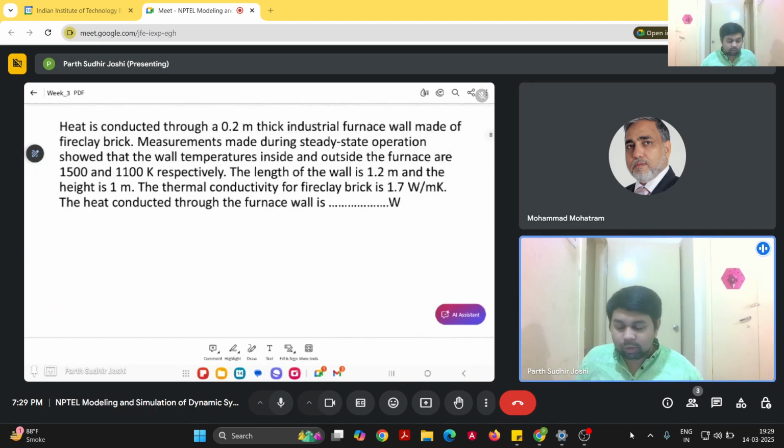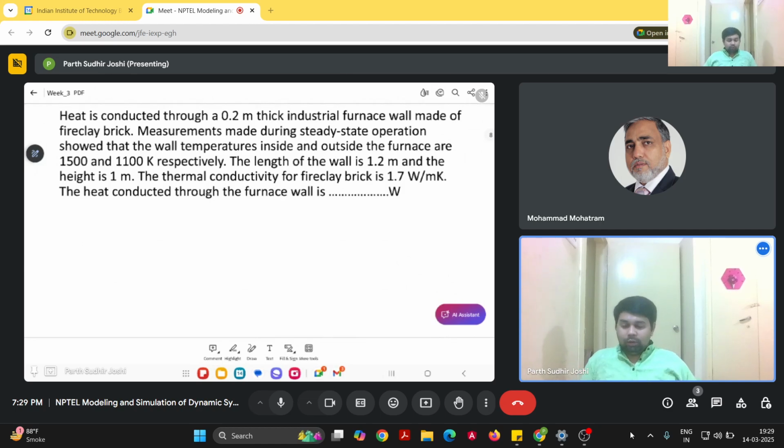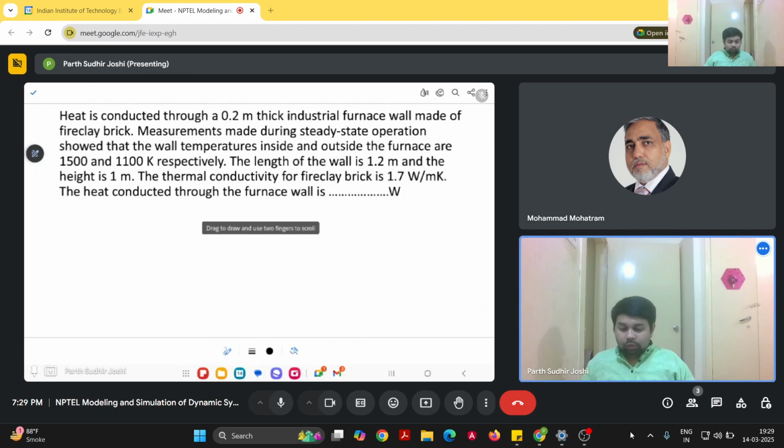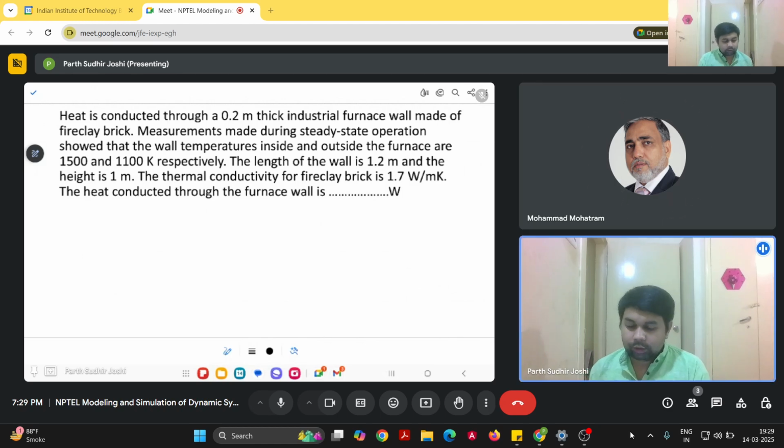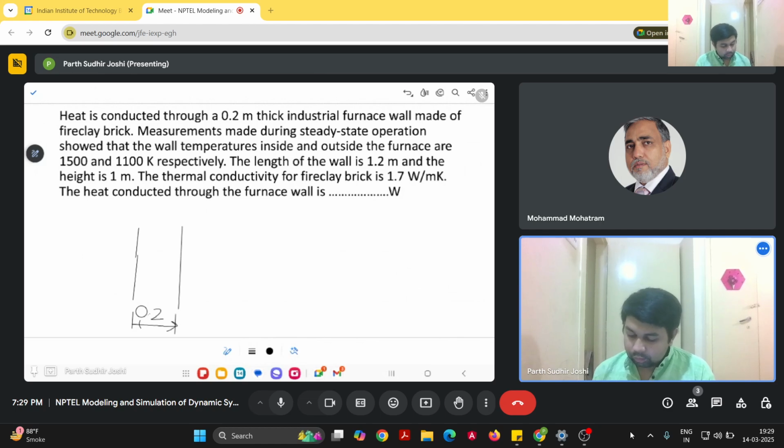Yeah. So the next problem is about thermal systems. So we have been given that heat is being conducted through a 0.2 meter thick industrial furnace wall made up of fire clay brick. So let us just draw a wall. It is given that the wall is 0.2 meter thick.